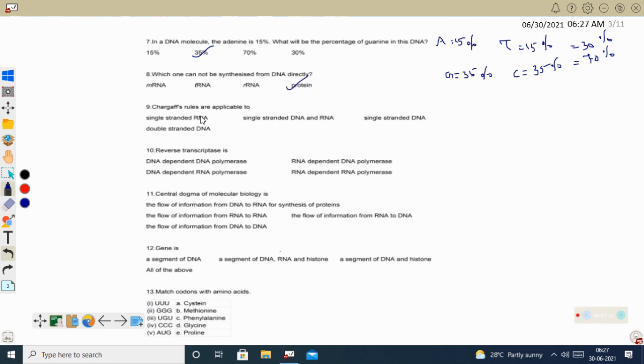Next question: Chargaff's rule is applicable to. Chargaff's rule is applicable to the double helical structure of DNA, or double-stranded DNA. What is Chargaff's rule saying? A plus G divided by T plus C is equal to 1. How many A's are there, that many T's will be there. How many G's are there, that many C's will be there. So A plus G divided by T plus C is equal to 1. That is Chargaff's rule. For that, adenine should be paired with thymine. The pairing exactly happens in the case of double-stranded DNA, right? So here the correct option is double-stranded DNA.